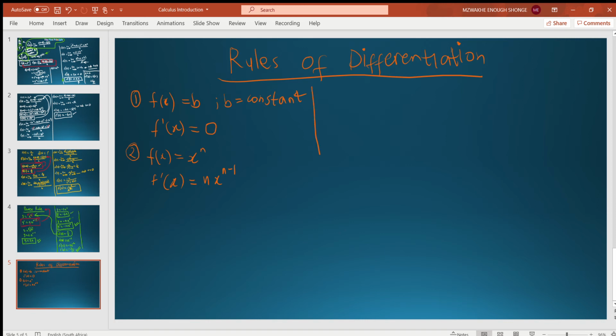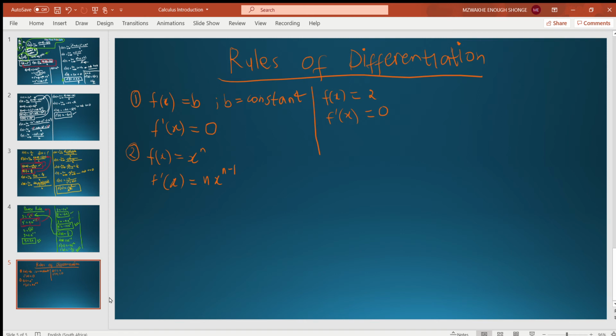Let me give you an example of the constant rule before I continue. So let's say you have f of x equals 2, which is a constant. Therefore, f prime of x equals 0. As simple as that. This could be 2, it could be 3, it could be 4, it could be any number which is not a variable, any constant.